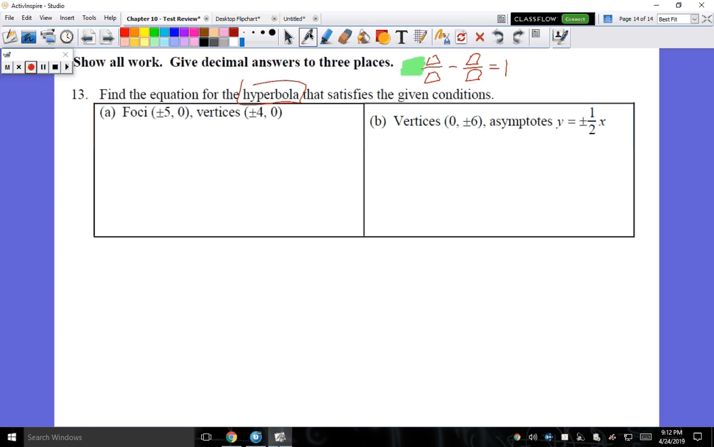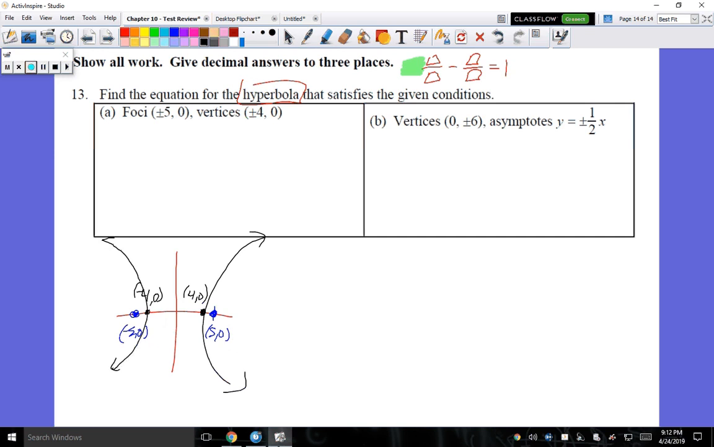Let's draw a quick sketch. We have the foci at positive and negative 5, 0. So here's the foci here and here. This one's at 5, 0. This one's at negative 5, 0. And then we have the vertices at positive 4, 0 and negative 4, 0. Remember that it goes through the vertices, and the focus acts like a shining light bulb, if you will, and it would look something like this.